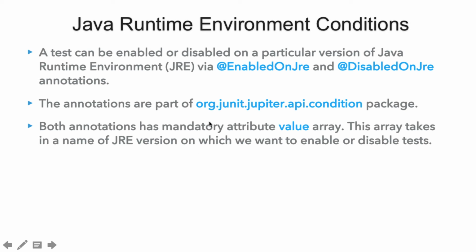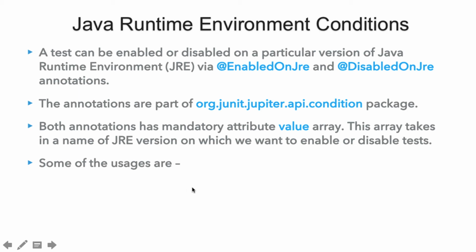Also friends, we will see that both these annotations have a mandatory attribute by the name value, which takes in an array. Now this array takes in the name of the JRE version on which we want to enable or disable a test. So friends, let's say we want to enable a test on Java 7 and Java 8. We can provide these two values in the form of an array to these annotations as the mandatory value attribute.